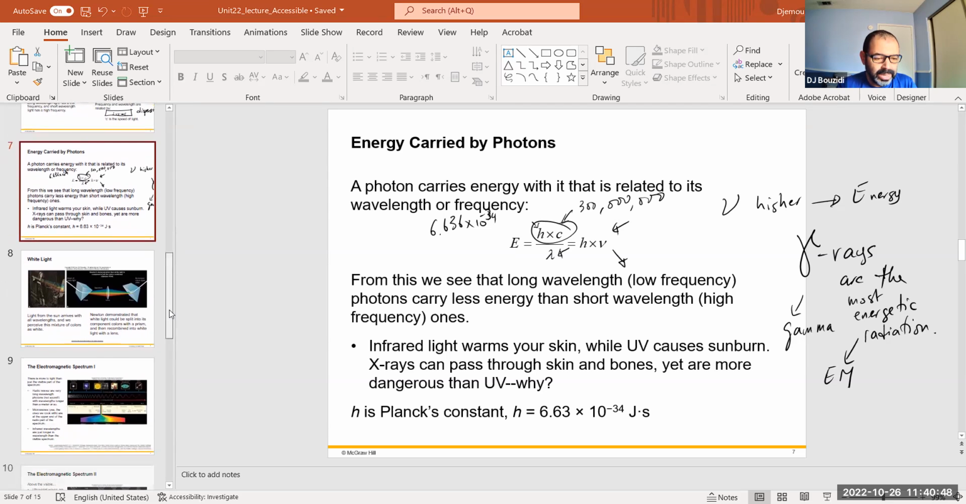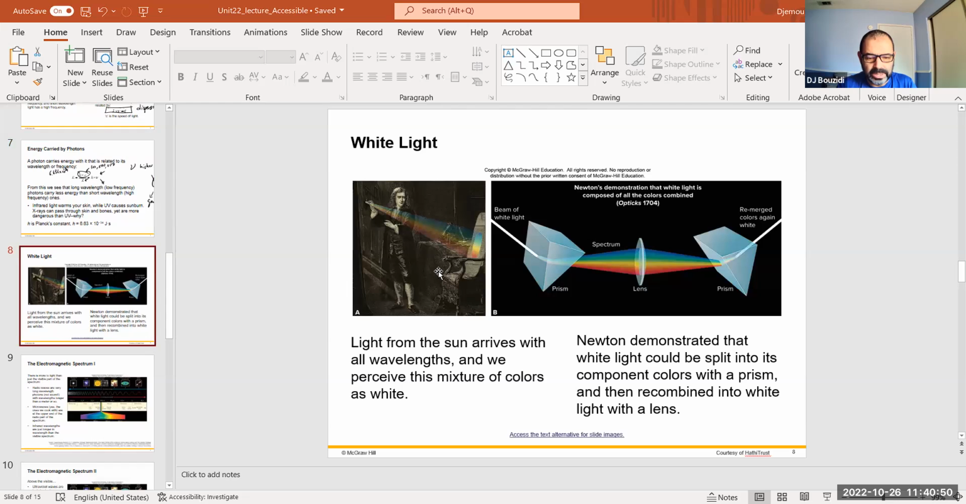Okay, if you run light through, this is what Mr. Newton actually did, and actually it was known before him too, that if you run light through, for example, a prism or diffraction grating, and I had one that I bought from Amazon a long time ago, basically what you do, you break light into its own components. And this is exactly what's going on with the rainbow, for example. That's what's going on.